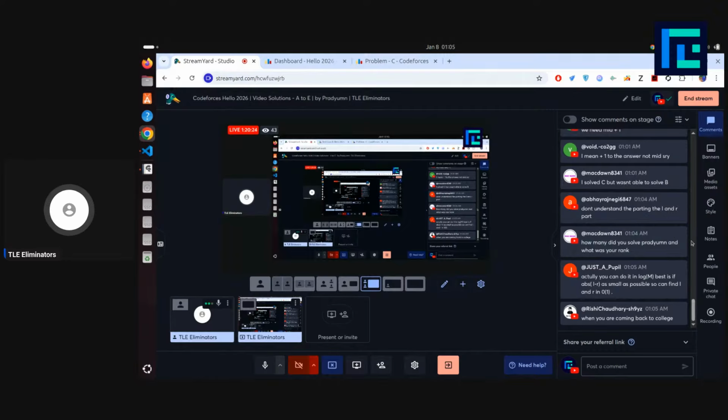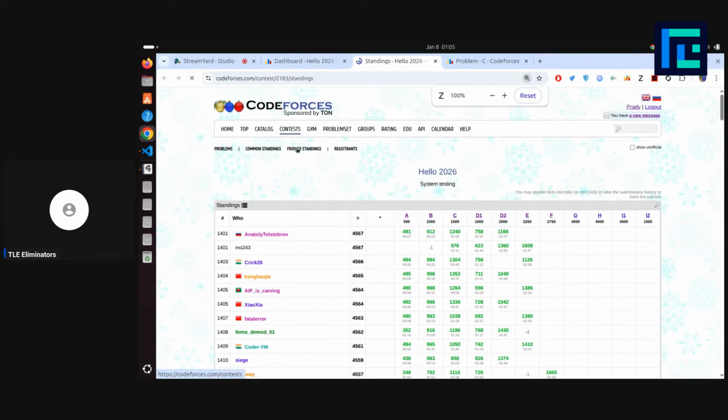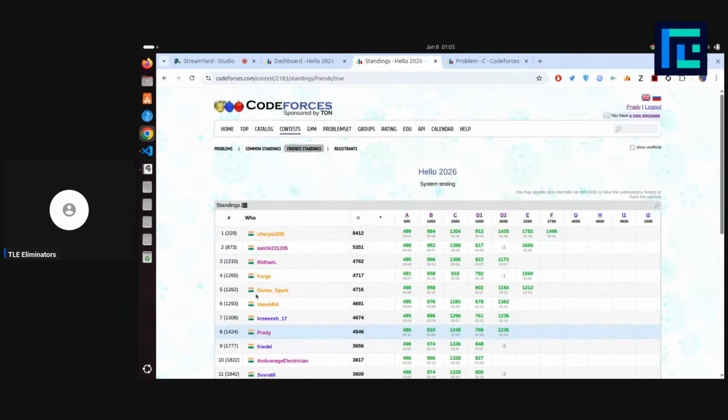How many did I solve? I solved in D2, and my rank was not very good. It was around 1000 or 1100, I guess. No, 1400. My rating will drop definitely.